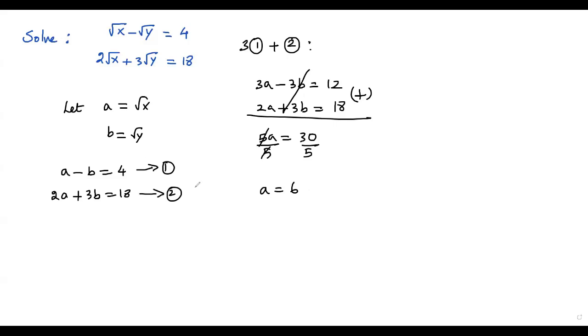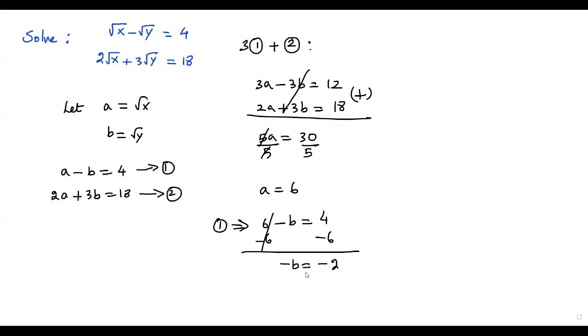Now to solve for b, I have to plug in a equals 6 either into the first equation or into the second equation. Better we can plug in a equals 6 into the first equation over here. So let me do it. Then 6 minus b equals 4. Then I subtract 6 from both sides. When I do so, this positive 6 and negative 6 will cancel out. Then negative b equals, when I simplify 4 minus 6, negative 2.